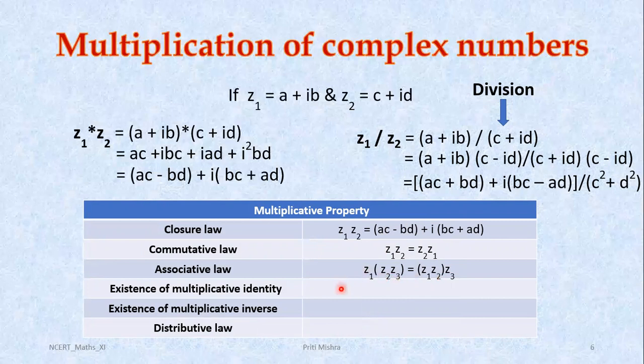So this is the associative law. Existence of multiplicative identity. So first you recall what is the multiplicative identity for number system? One is the multiplicative identity for all the number systems which we are having. So for the complex numbers, we will be having 1 plus i0 in the form of a plus ib, because z into 1 will be z. So this is the multiplicative identity here.